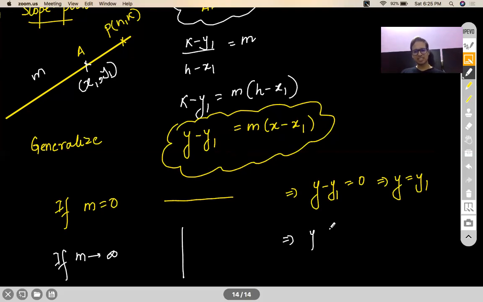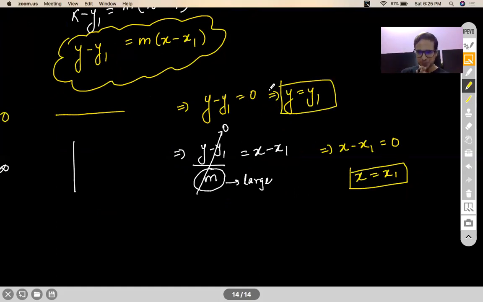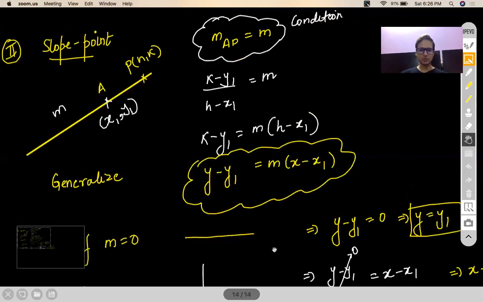Then what we do is we write it like this. And since m is a very large number, this whole thing will tend to 0. This is how we justify our connection between the different forms. That means a vertical line will have equations of this nature, a horizontal line will have equations of this nature. Is this fine? Any questions here? Any concerns? Okay, so these forms are done.